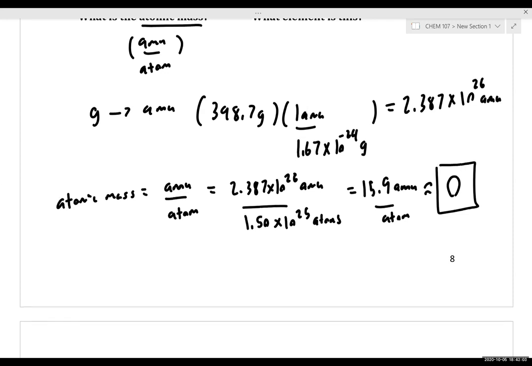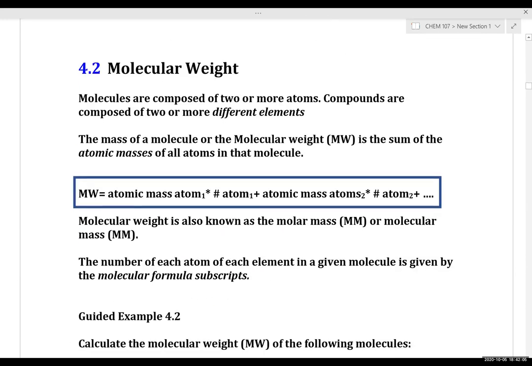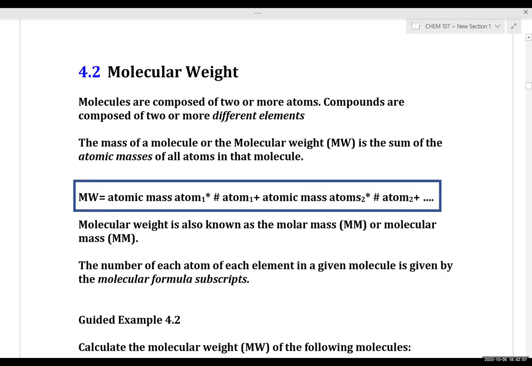Okay, so let's keep going now and let's talk about molecular weight or molar mass. So molecules are composed of 2 or more atoms. Compounds are composed of 2 or more different elements. The mass of a molecule, or the molecular weight, is a sum of the atomic masses of all atoms in that molecule.